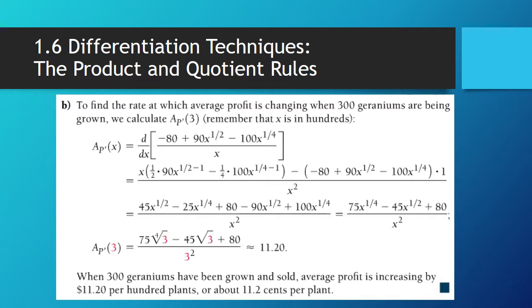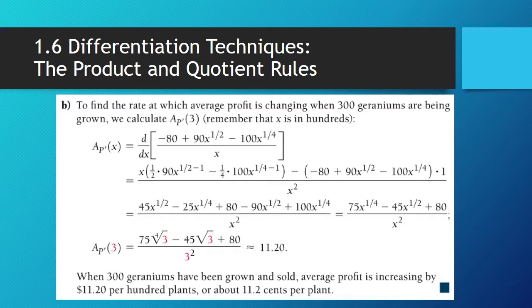Now for B, we're going to have to take the derivative of that. So the first thing we did was we transformed our roots into powers, and then we're going to use our quotient rule. So it's going to be the denominator times the derivative of the numerator minus the numerator times the derivative of the denominator, over the denominator squared. Then they multiplied through by the x and did a little simplifying, and finally got our equation there.